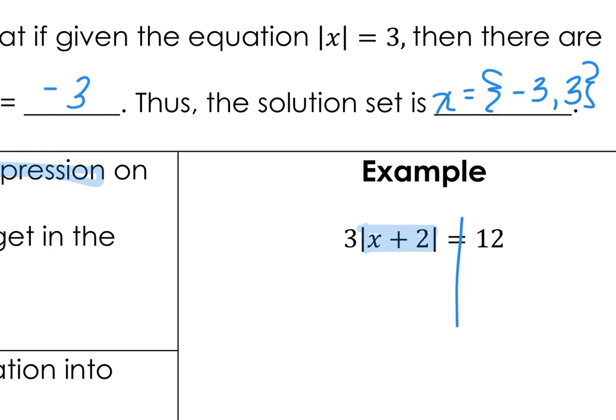Absolute value bars are not parentheses. In our warm-up today, we had parentheses we distributed, but those bars are curved. Absolute value bars are straight. You cannot distribute into straight bars. Those are like jail cell bars. You cannot get in them. Do not distribute inside absolute value bars. All we're going to do instead is use inverse operations to get rid of it. So if this 3 is being multiplied by this absolute value, how do we undo multiplication? Divide. So we're going to divide by 3.